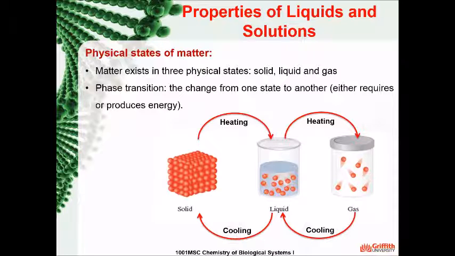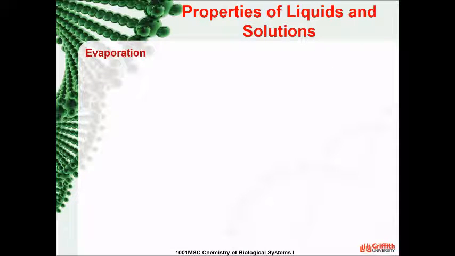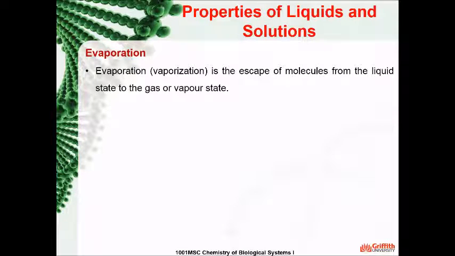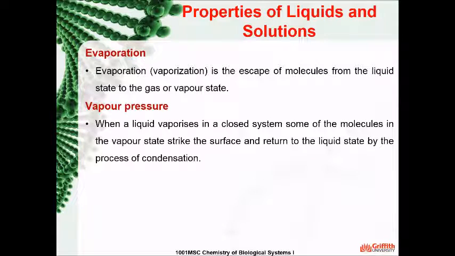To understand the concept of phase transition, let's cover some definitions first. Evaporation, or vaporization, is the escape of molecules from the liquid state to the gas or vapor state. With evaporation, we also need to understand vapor pressure. When a liquid vaporizes in a closed system, some of the molecules in the vapor or gaseous state strike the surface and return to the liquid state by the process of condensation.